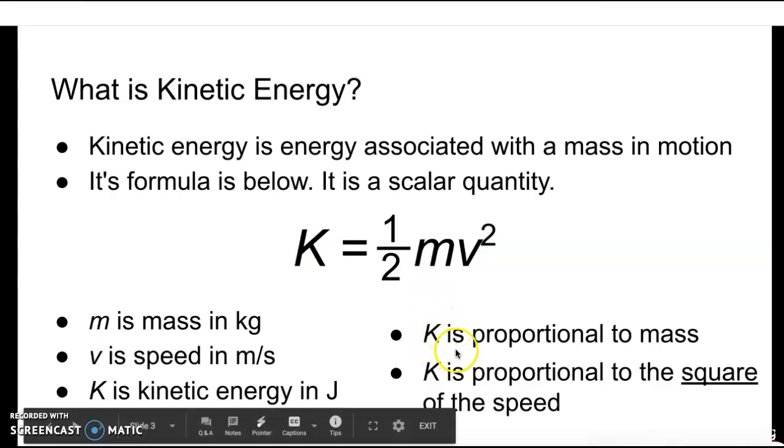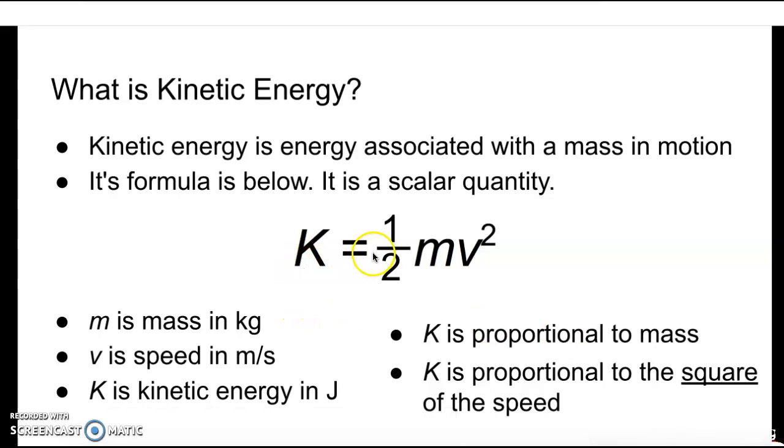So K is proportional to mass. So in the formula, K equals a bunch of stuff, but there's mass right there. And everything's multiplied together. So that means that, for example, if you were to double the mass of an object and keep everything else the same, then the kinetic energy is going to double. If you triple the mass of the object, then the kinetic energy is going to triple. So that's what proportional means.